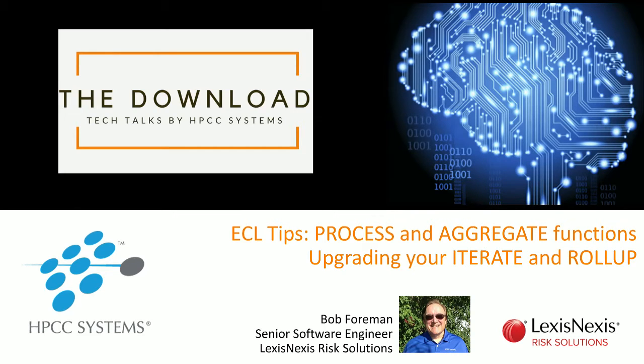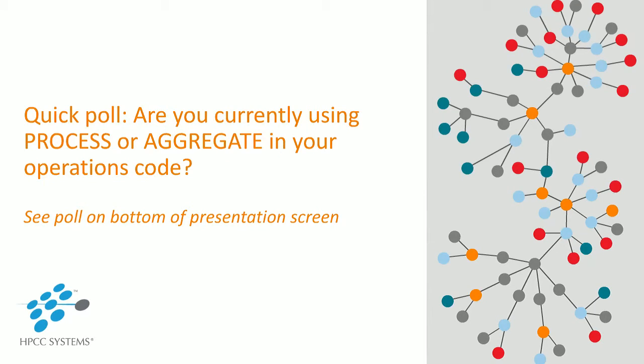So I decided I wanted to do more of a deep dive into both of these today and talk about them. Looking at them, I think they go together, because PROCESS is a logical extension of ITERATE, and AGGREGATE is a logical extension of ROLLUP. But it's interesting, too, because when they upgrade their functionality, there are a few differences in how you treat the parameters, things like the left record and the right record. So, again, the question: are you currently using PROCESS or AGGREGATE in your operations code?